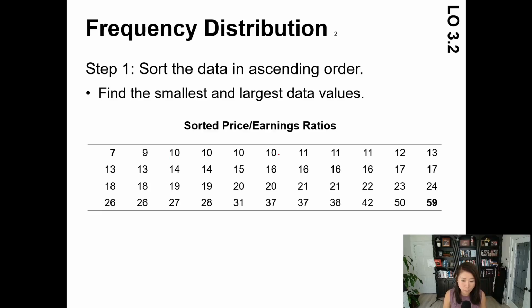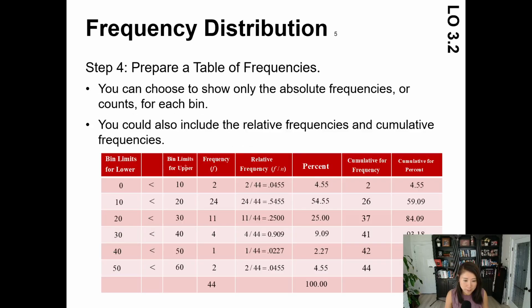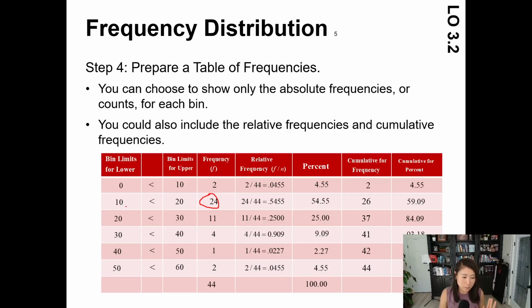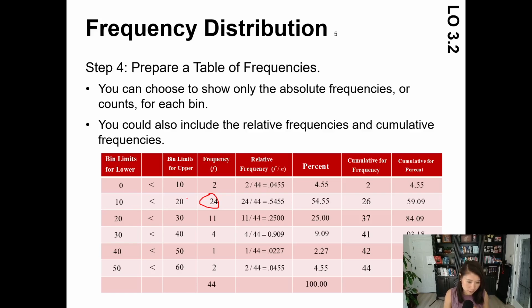1, 2, 3, 4, 5, 6, 7, 8, 9, 10, 11, 12, 13, 14, 15, 16, 17, 18, 19, 20, 21, 22, 23, and 24. Like I said, including the lower limit 10 but not including the upper limit 20. So that is how this 24 is identified. Basically, we look at the original data to see how many raw data values are greater than or equal to 10 but smaller than 20. We do the same thing for the rest.